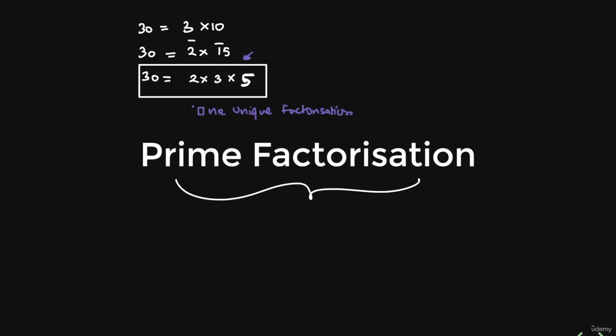So let's see, how do we actually factorize a number? Given a number like 30, we follow this division method.